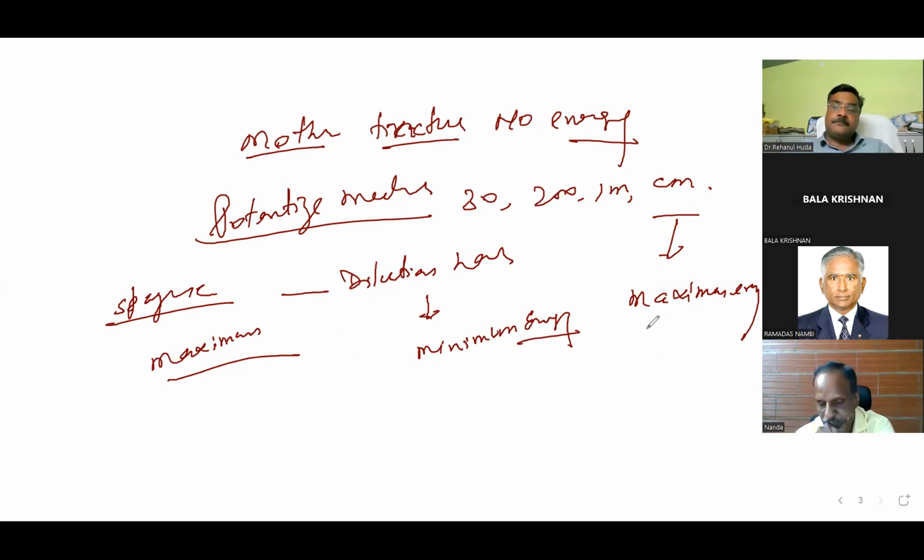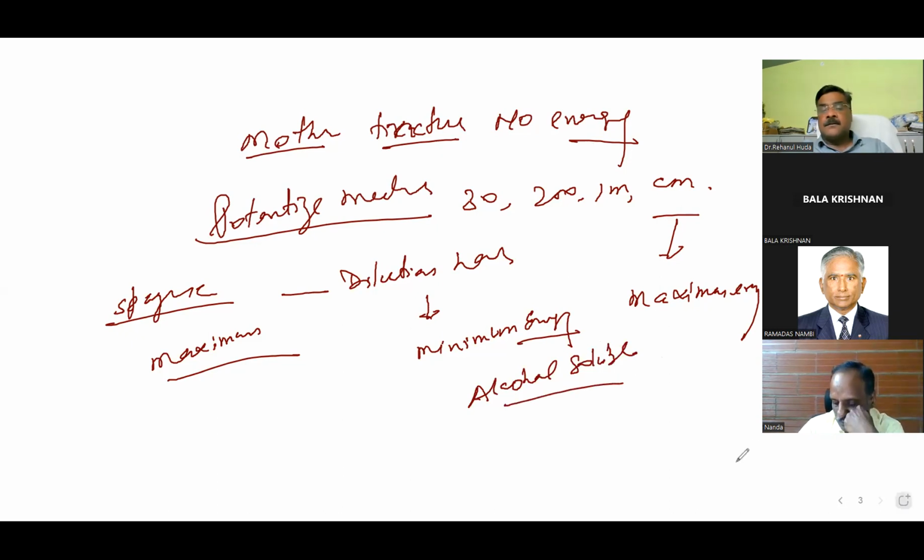And homeopathic medicine has only alkaloid or alcohol soluble part of the plant. And electro-homeopathic medicine has 3 parts of plants.